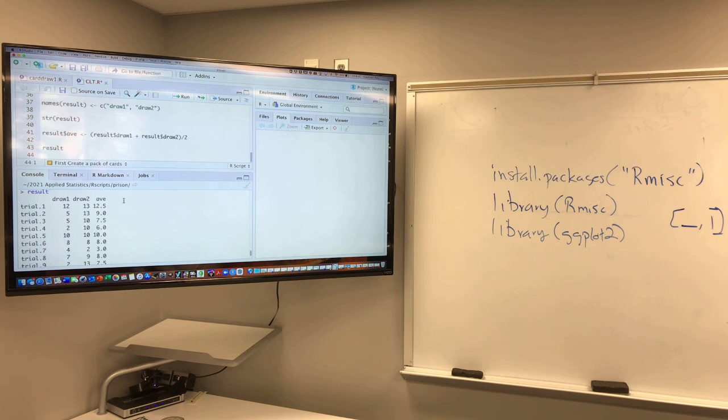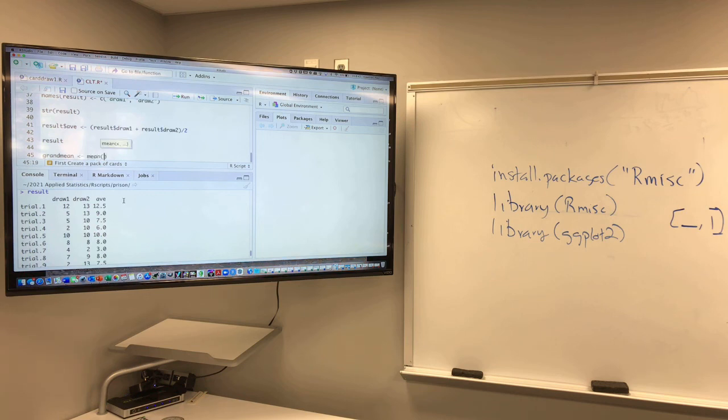So we have the result. Now what we want to know is, what is the average of the averages? An average of averages is usually referred to as a grand mean. So we're going to do grand mean, and it is the mean of the column result$average.